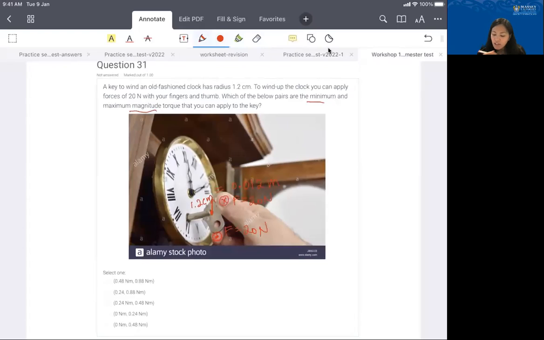Okay. So the minimum torque, that will always be 0, because that's when you're not pushing or you're not pulling. You're just holding the key like so. Or you can also think of the minimum as when you rotate the key and your fingers are parallel to the pivot point here, the axis of rotation of the key. So you'll have a 0 minimum.